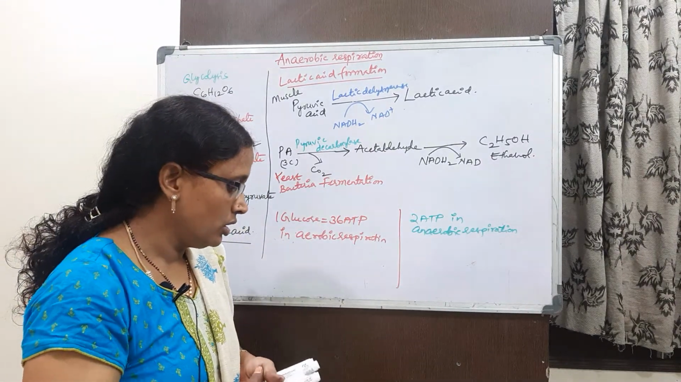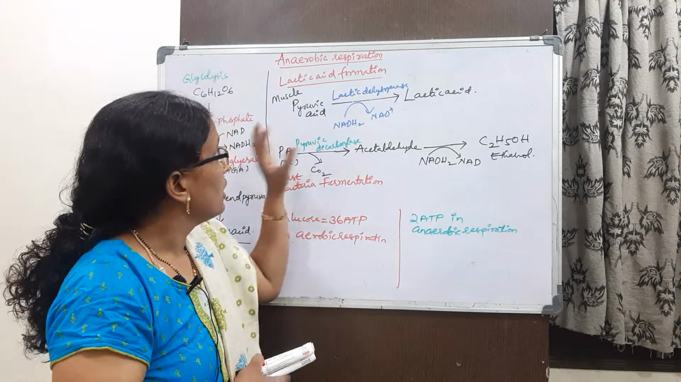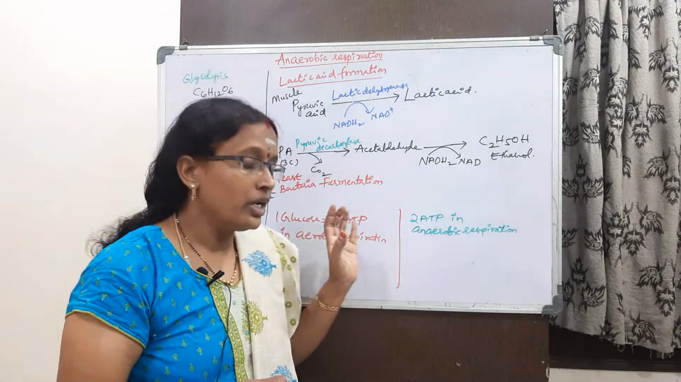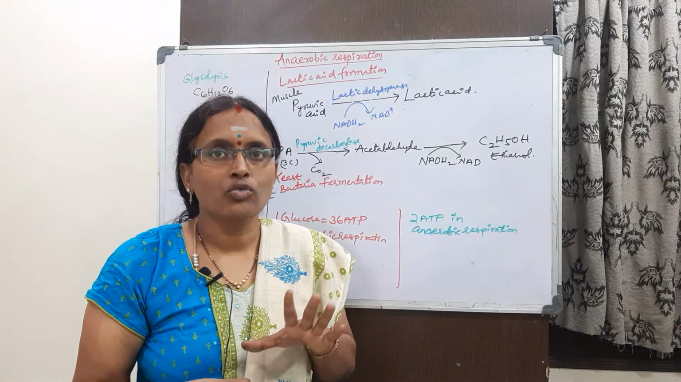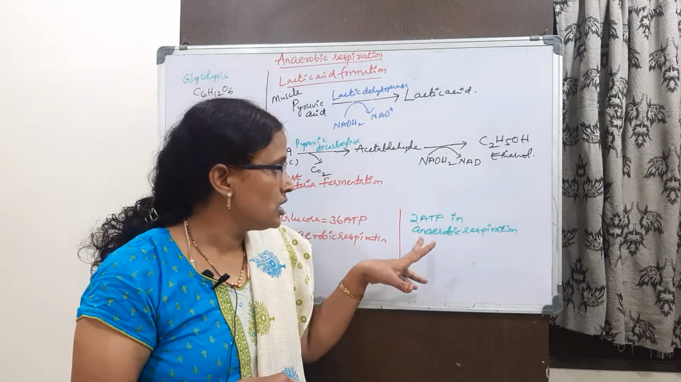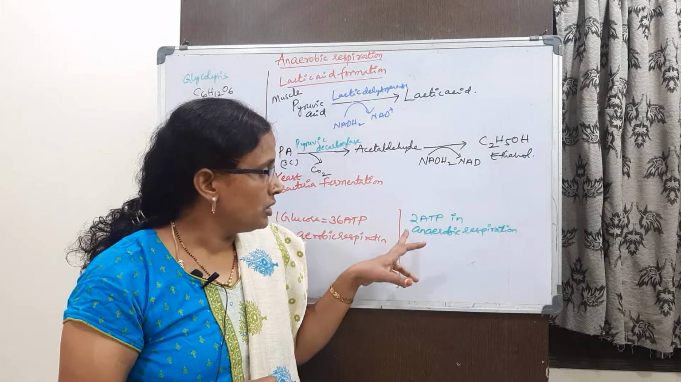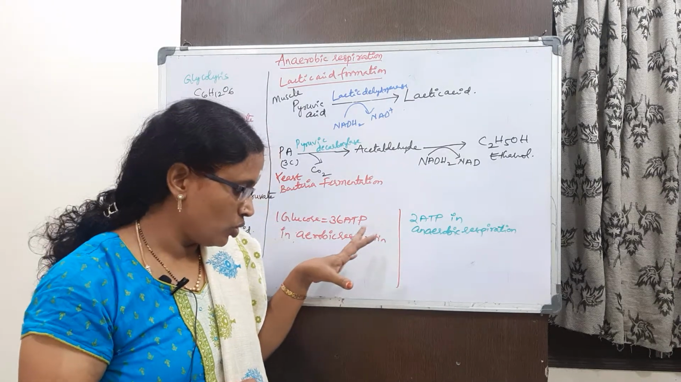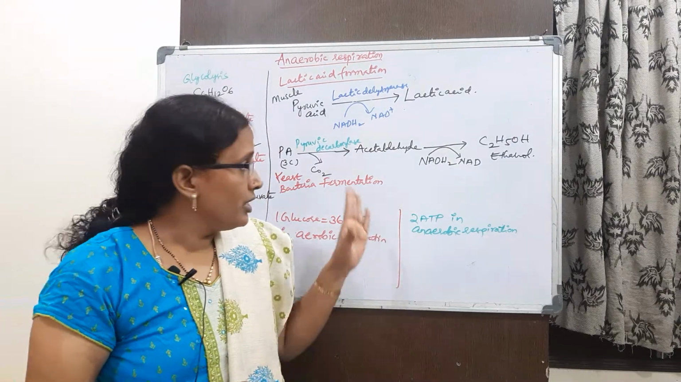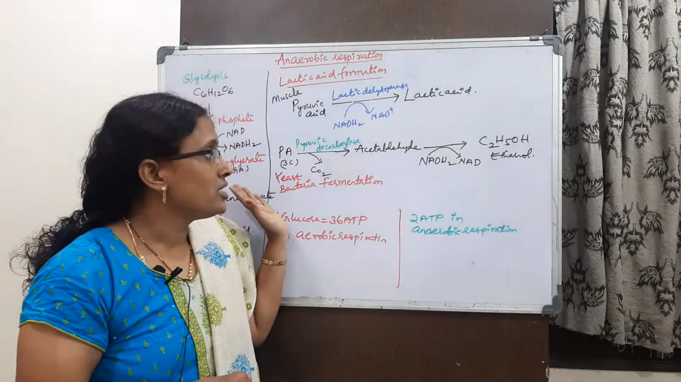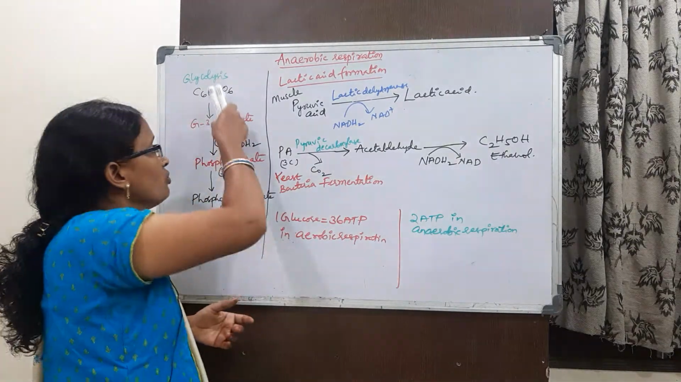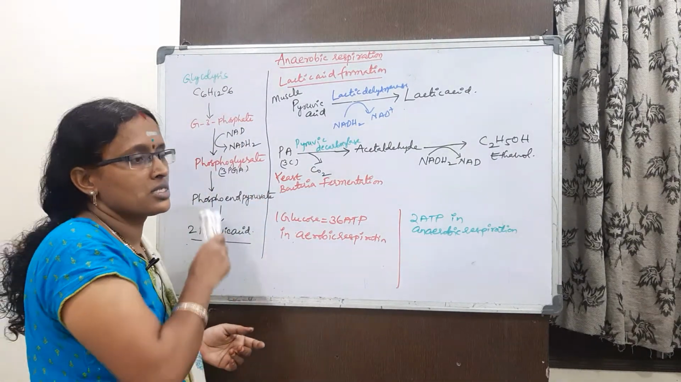So this is about respiration, and we have to remember that the net gain of ATPs in anaerobic respiration is 2 ATPs only. Whatever NADH2 is formed in glycolysis is going to be utilized.